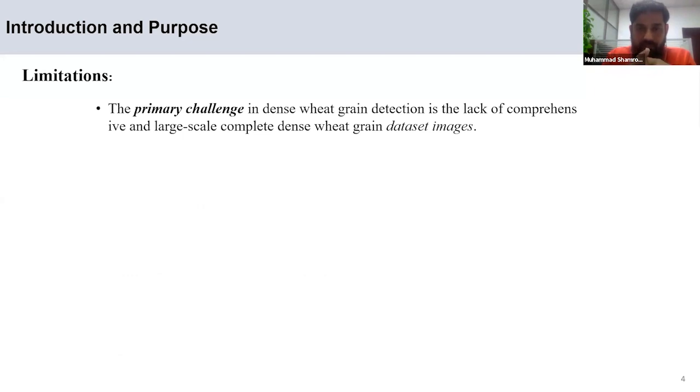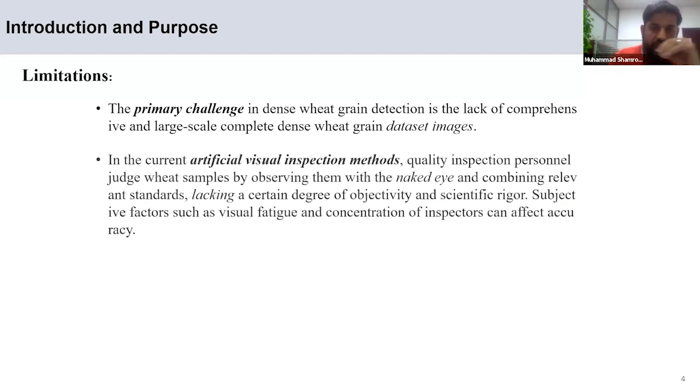The first and primary challenge in dense wheat grain detection is the lack of a comprehensive, large scale, complete dense wheat grain image dataset. If we are talking about imaging, or if we want to collect the data, we need a very high quality dataset or data images. This is the main limitation of our research.